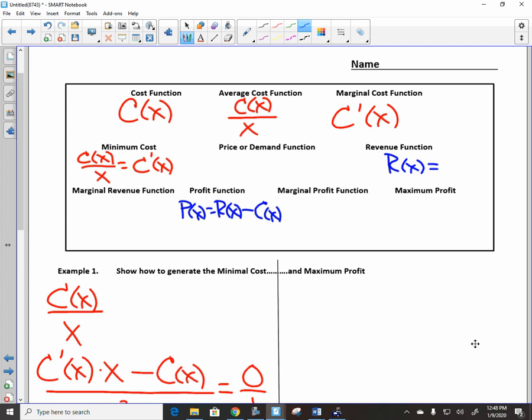$10. Everybody agreed? You took the price and you multiplied it by the number of items you purchased. So what do you think I multiplied by? X. So revenue is X times your price function. Now, notice that I put price as a function because right now it's $5, right?